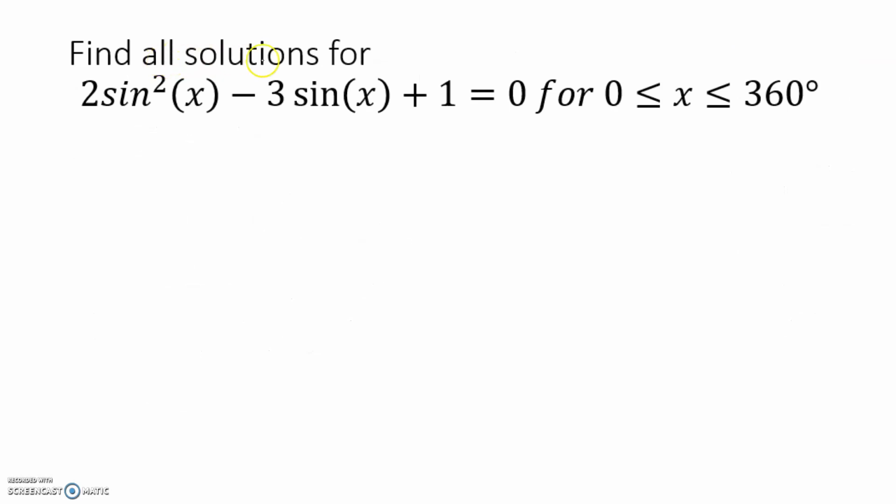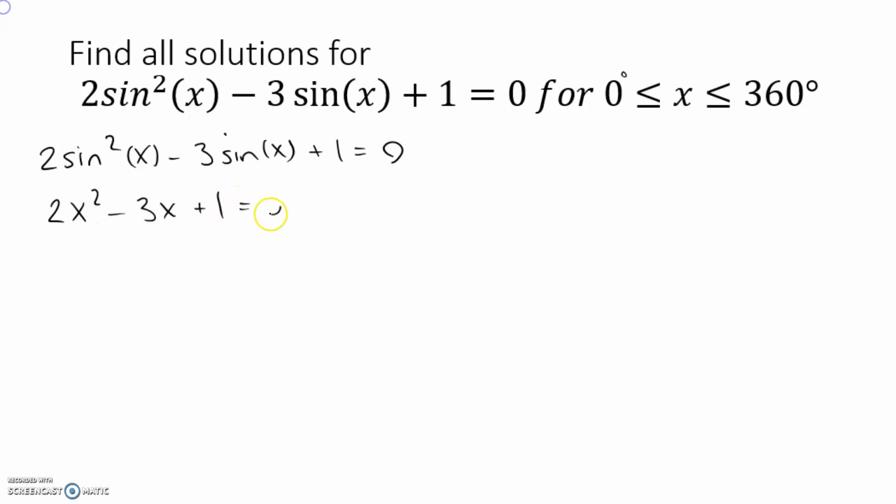Okay, we are going to find all the solutions for 2 sine squared x minus 3 sine x plus 1 is equal to 0, and it's going to be in an interval from 0 degrees to 360. So we're going to take 2 sine squared of x minus 3 sine of x plus 1 is equal to 0. If the signs are messing you up, change it to x's for a minute. This would be 2x squared minus 3x plus 1.